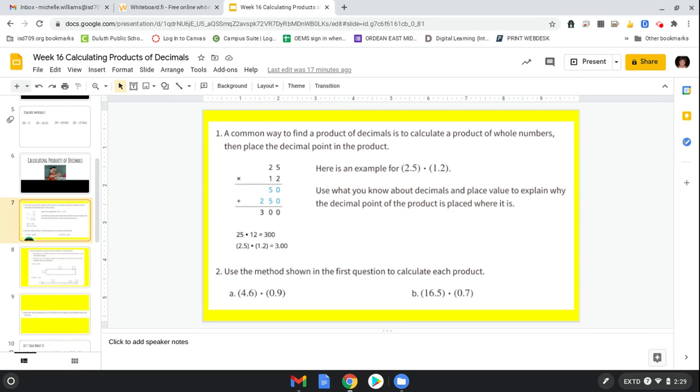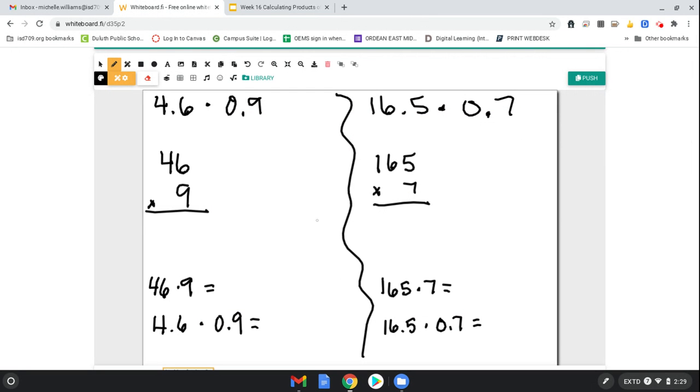Welcome back. Let's talk about the answers we got for these 2 problems. First, I rewrote them on the whiteboard. Problem number 1 was 4 and 6/10 times 9/10. So I rewrote that as whole numbers, which would be 46 times 9.